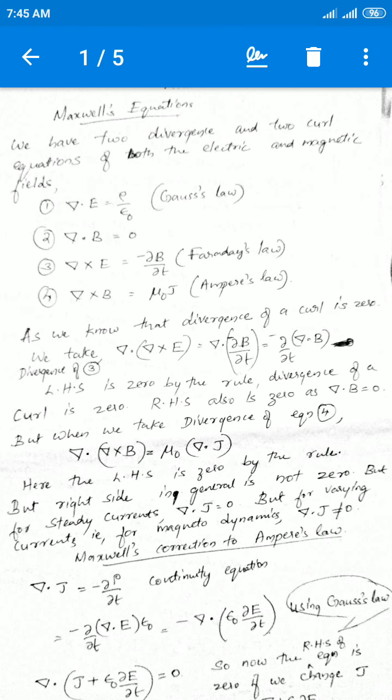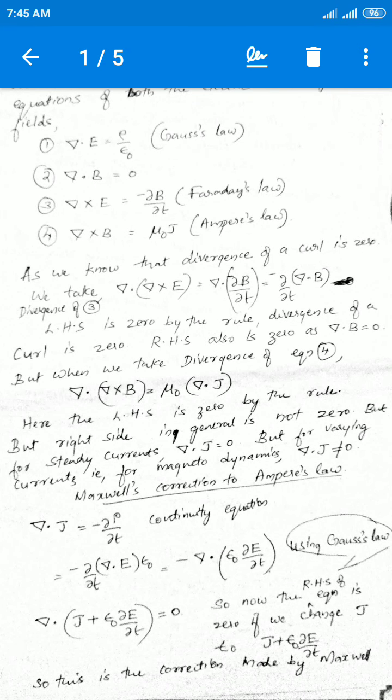Now let us see. That means the fourth equation is not necessarily correct. It may not be correct sometimes, so we have to correct that equation. The fourth equation we have to correct. That is how Maxwell... the fourth equation, Ampere's law, is not exactly a correct equation.